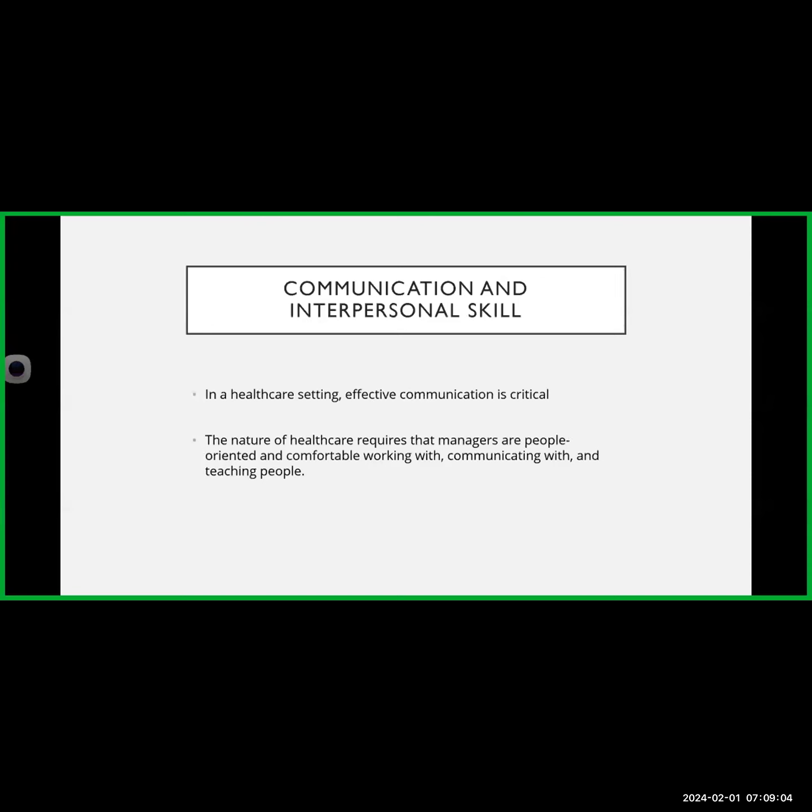Also, in a healthcare setting, effective communication is critical, because the nature of healthcare requires that managers are people-oriented and comfortable working with, communicating with, and teaching people. So the best health managers excel at both verbal and non-verbal communication. They know how to convey information clearly and concisely, ensuring that everyone understands what needs to be done. They are also active listeners who value the opinions and concerns of their team members. Thereby, they foster a culture of open dialogue and empathy.